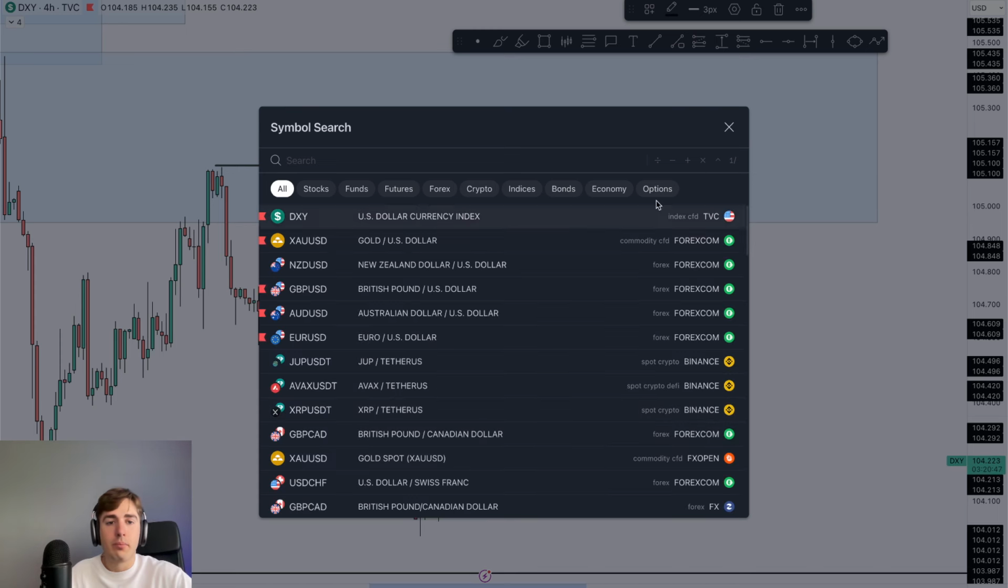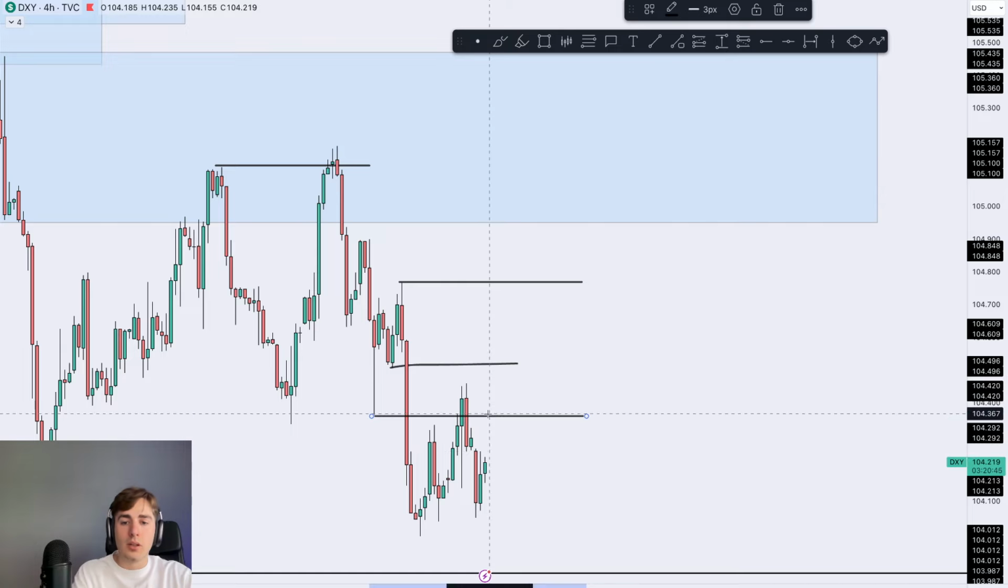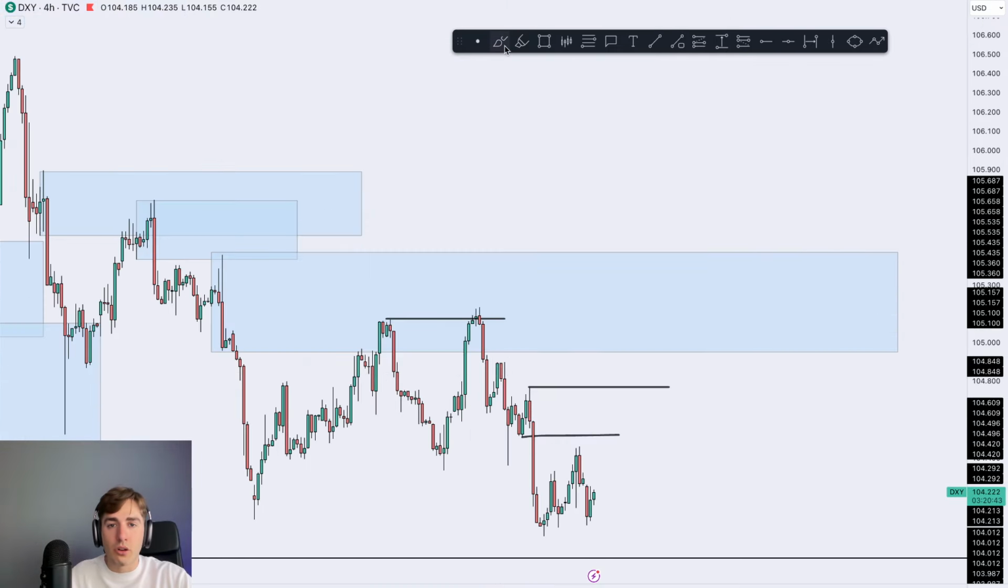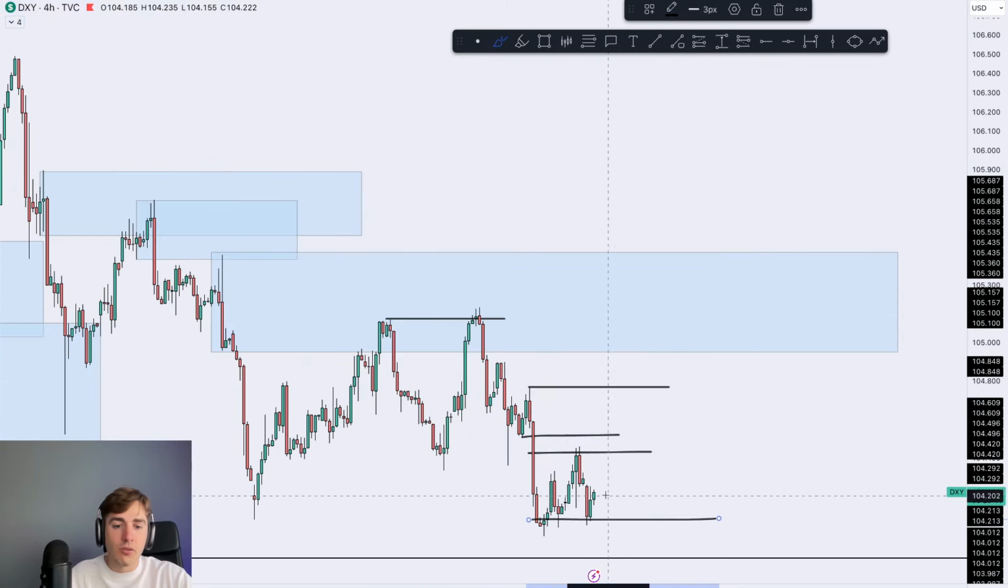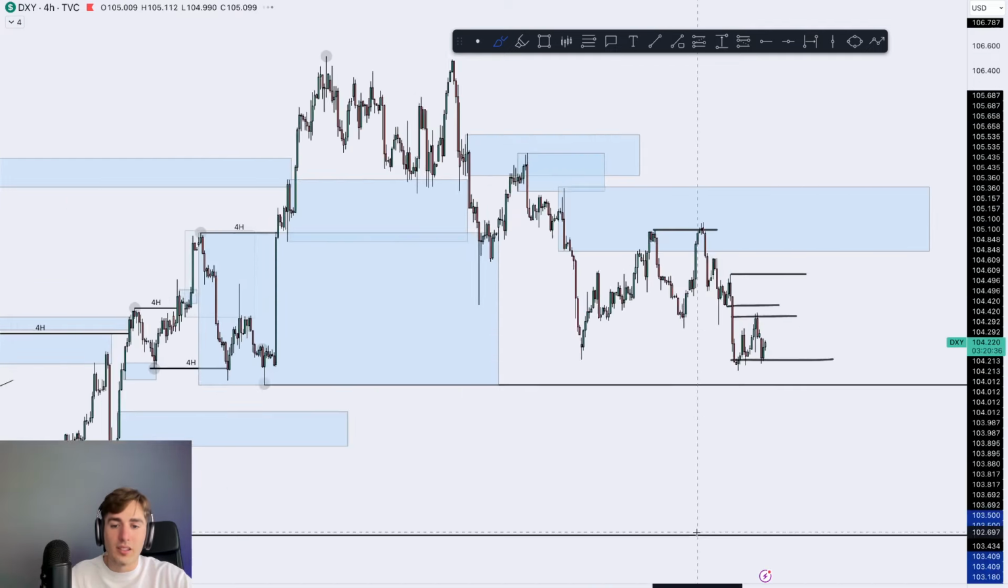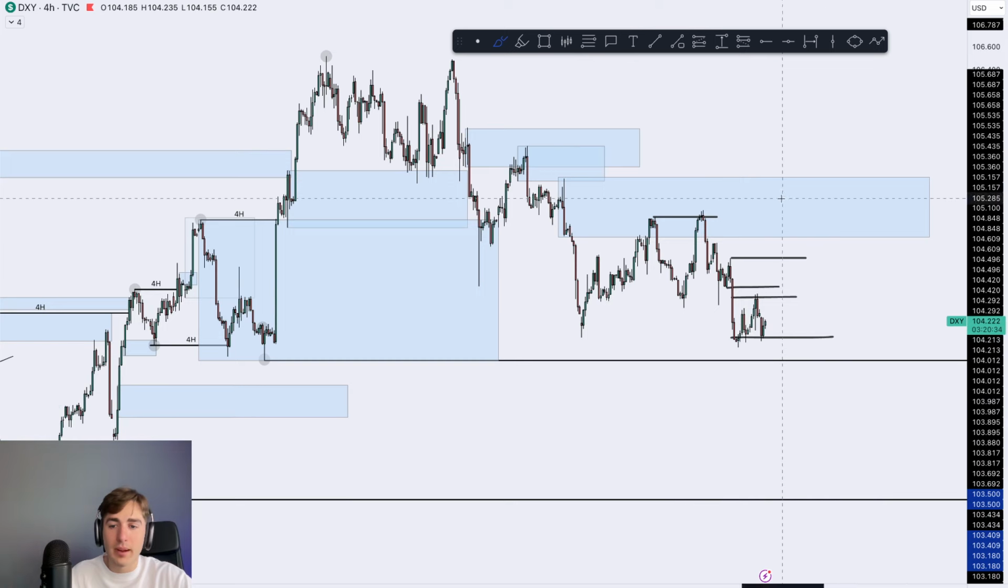Obviously, it's NFP tomorrow. So we could just consolidate for the rest of today, and then tomorrow, for example, we skyrocket in towards that supply and then move down, or we skyrocket in towards the downside and then move back up.